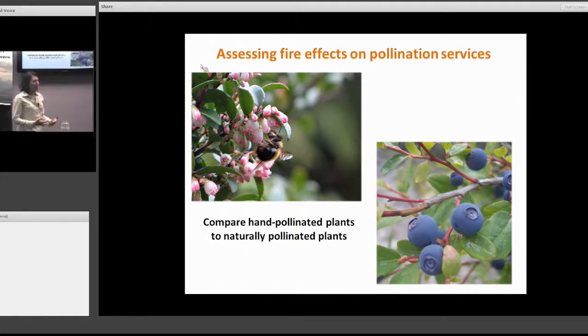So the hand-pollinated plants tell us how many seeds and fruits that plant can make given the environmental quality of the area, soil nutrients, sunlight, whatnot. And the naturally pollinated plants tell us how many seeds and fruits are created given the pollinator community and those environmental conditions. So the difference between the two tells us how pollen limited plants are and how well those pollinators are providing service in a particular area.